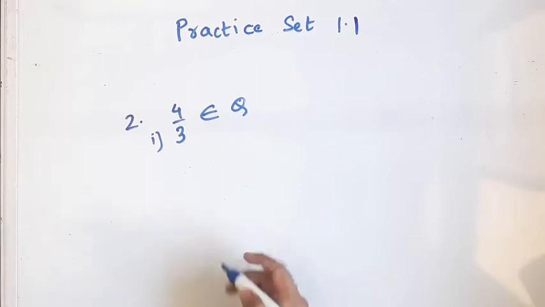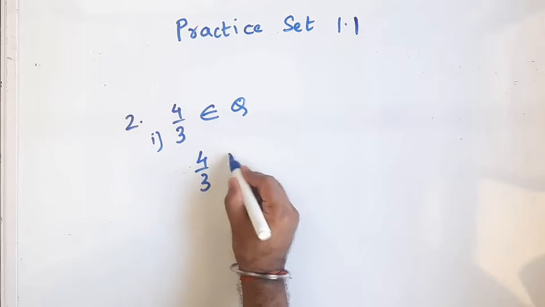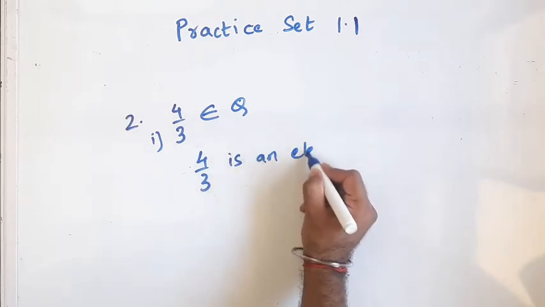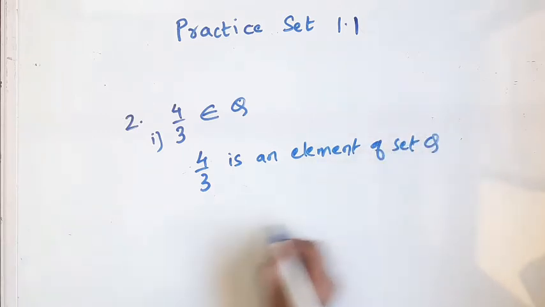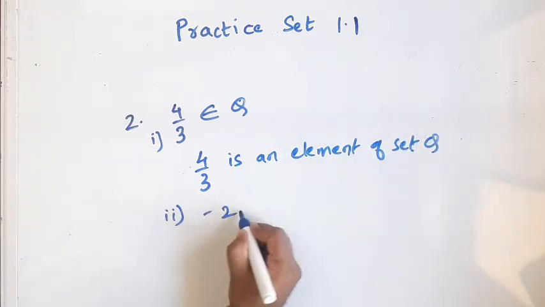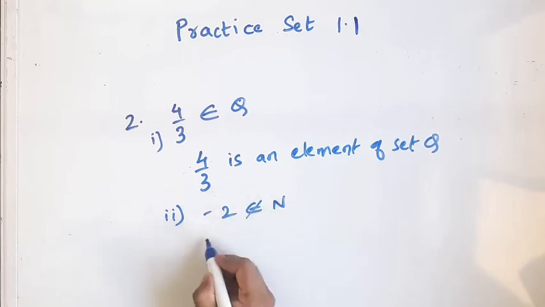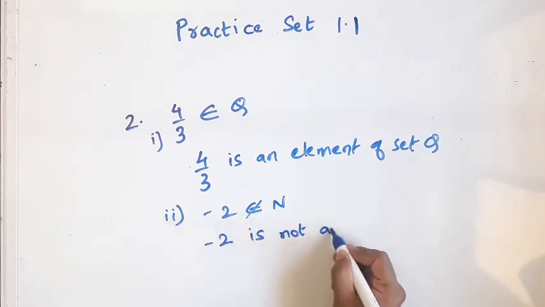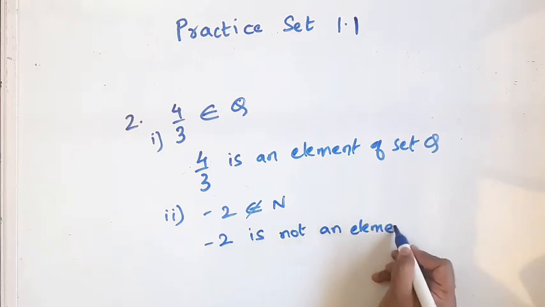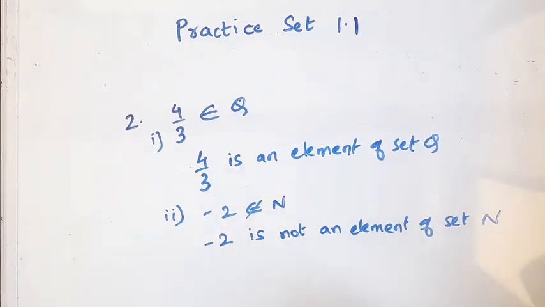Now 4/3 is read as: is an element of set Q. Like the second one is given, -2 is not an element of N. So how will you write this in words? -2 is not an element of set N. Then we'll come to the third one.